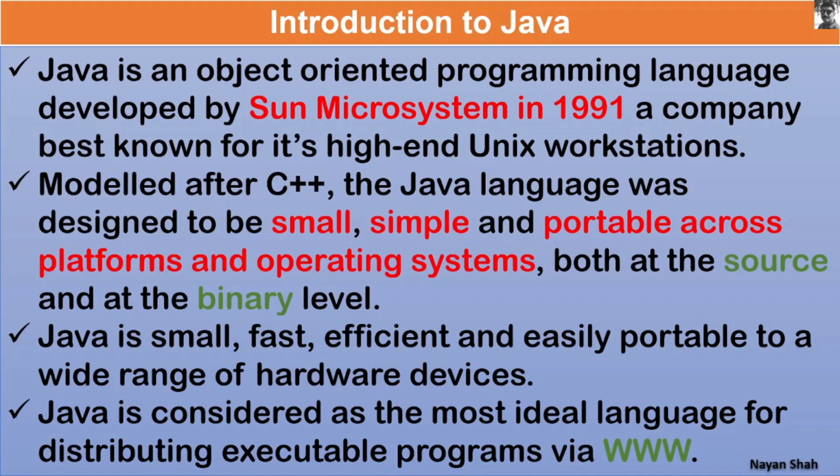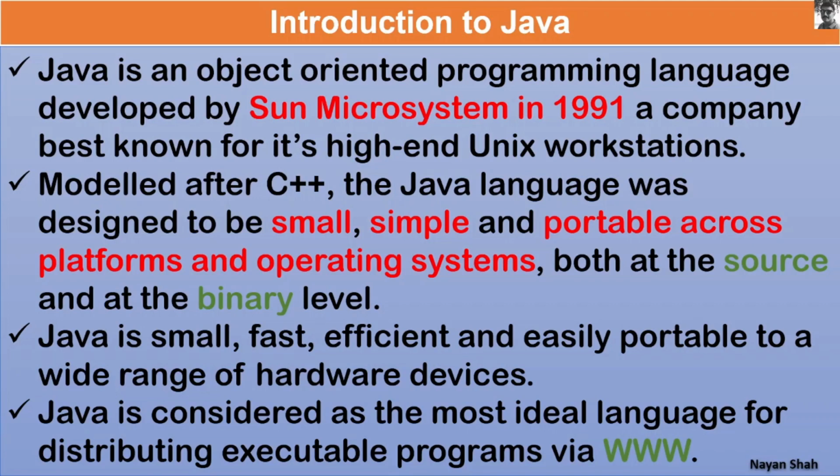It should be a small language, simple, easy to understand, but above all, Java was designed keeping one main purpose in mind, and that is its portability, both at the source and at the binary level. Remember, at source level every language is portable. If you write source code of any programming language, which you write in Notepad suppose, then it is portable on any machine and any operating system. But Java is not only portable at source level, it is also portable at binary level.